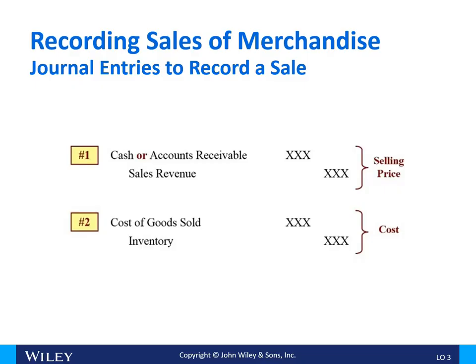That is done at the cost of the inventory, not the selling price. So you can see here the selling price should be higher than the cost. That difference is going to be our gross profit. We saw that earlier, and we'll see it again when we talk about the multi-step income statement.